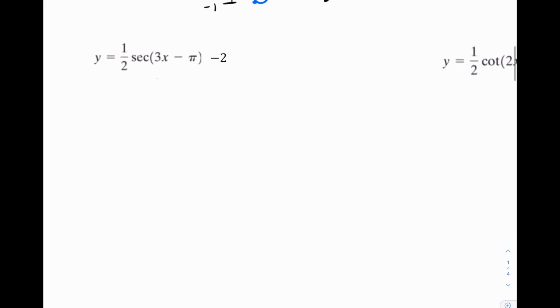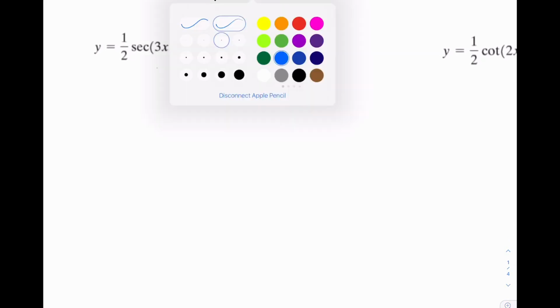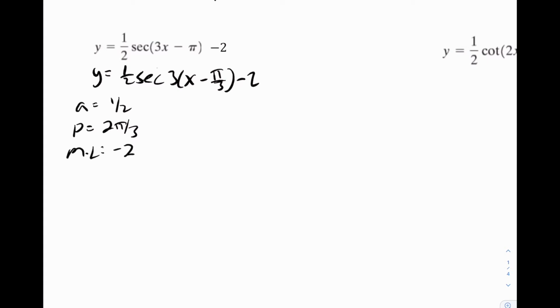Okay, here's our next one. It's a secant graph, and again, you're going to apply the same concept. Are we in standard form? No. We have to factor out that 3. So I'm going to factor the 3 out. Let's answer our typical questions. Our amplitude is going to be half. Our period is 2 pi over 3. We have a midline of -2 and a phase shift of pi over 3 to the right. So we have a lot of things going on here. So let's start by drawing our t.